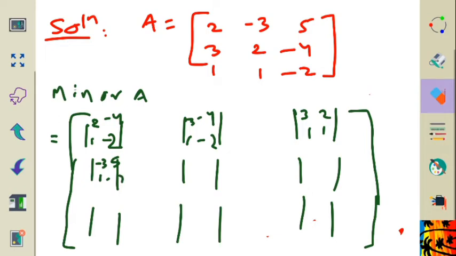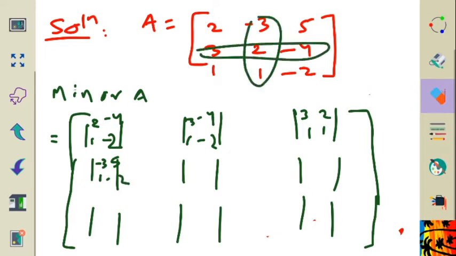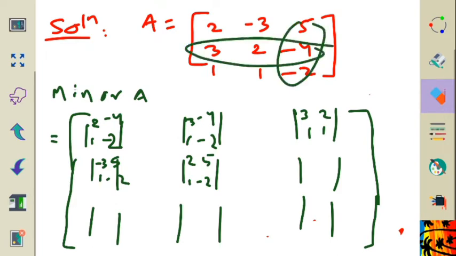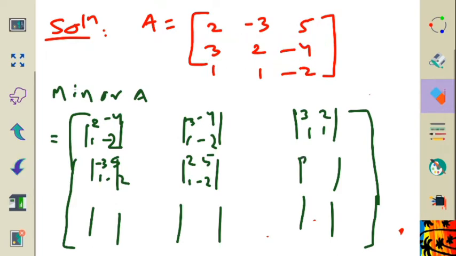Clear? Next, here you remove this row and this column, what is left, you just write it down. Clear? So it will be 2, 5 and this is 1, minus 2. Here also you remove this row and this column and what is left, you just write it down. This will be 2, minus 3, 1 and 1.